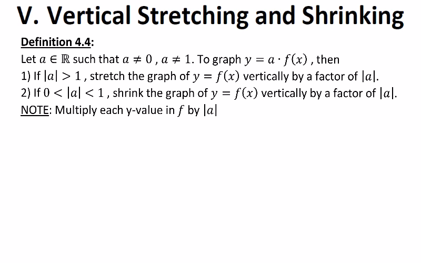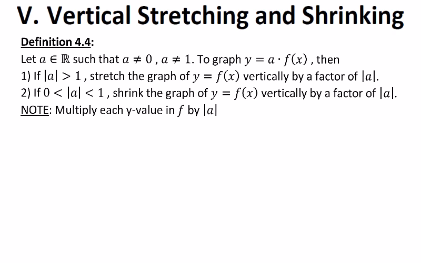In part 5 of section 4, we're going to begin looking at the last type of transformation that we'll discuss, which is the stretching and shrinking. We'll start the investigation of stretching and shrinking with the vertical stretch and shrink. Definition 4.4 is going to describe how that stretch and shrink is supposed to occur. And they're going to look very similar whenever you start looking at the equation.